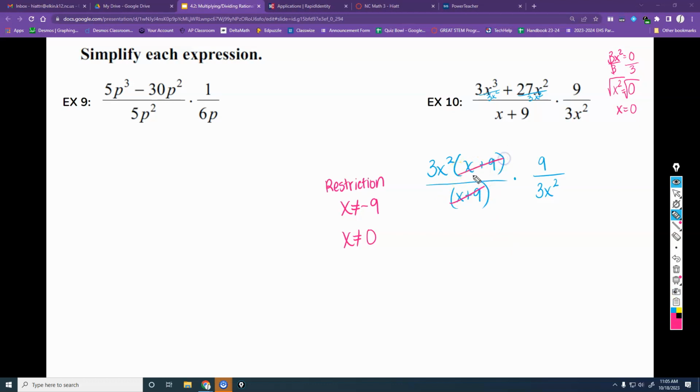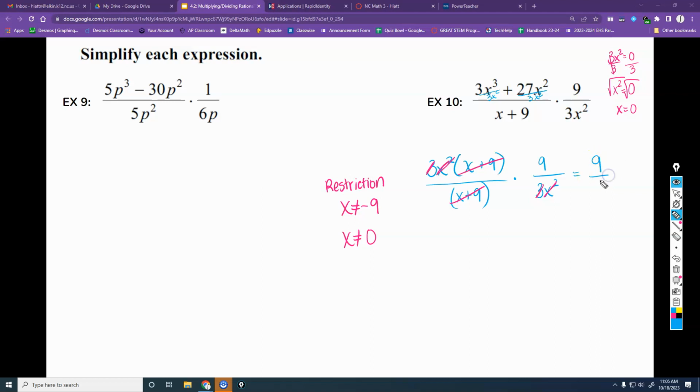Now I can cancel. My x plus 9s cancel. What else can cancel? The 3's can cancel. The x squareds can cancel. You can think of those separately because maybe sometimes you got a 3 and a 7, but the x squareds can cancel because all that's multiplied together. All right, so I got nothing left but the 9. It's on the top.